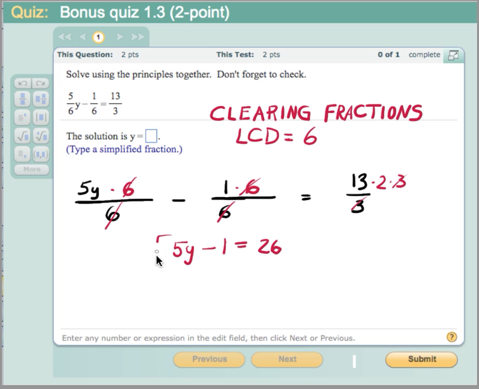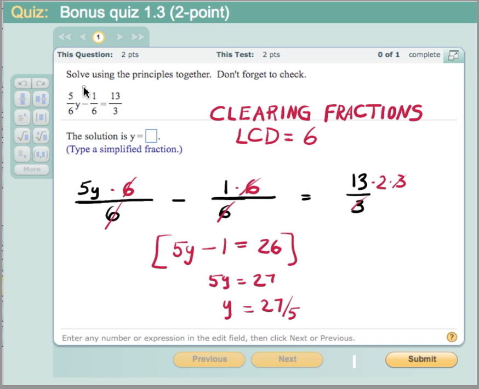And so, ta-da, there you see it right there. The fractions have collapsed. We've cleared fractions. And it turned out we only needed to multiply by one factor, and that is our LCD, 6. Now, we're in a simple problem here from an earlier part of Chapter 1, Section 1.3. We add 1 to both sides, and we get 5y is equal to 27. And then we divide both sides by 5 to get y is equal to 27/5. So that should be the answer.